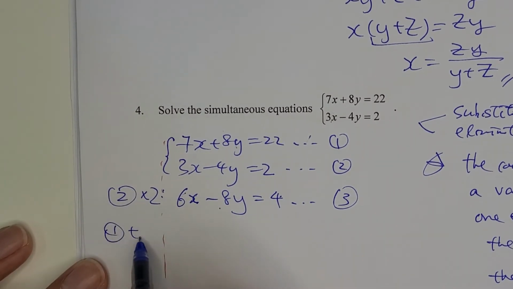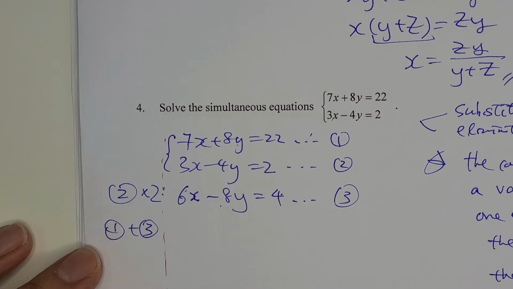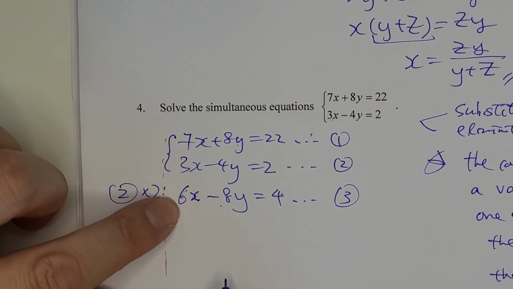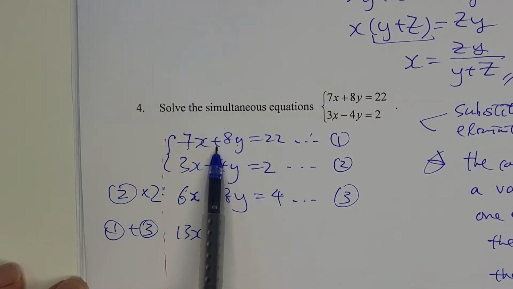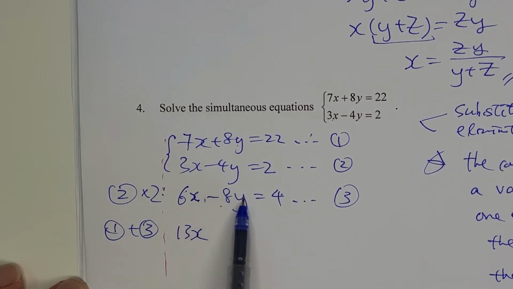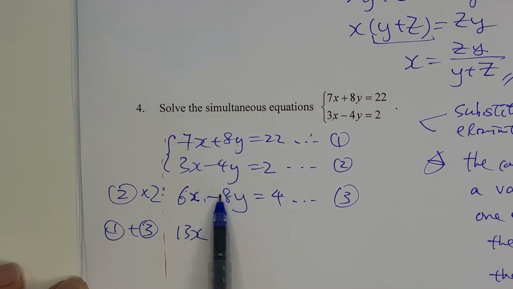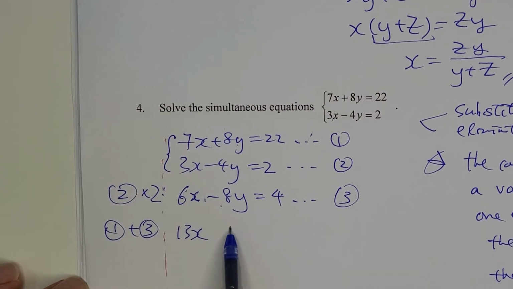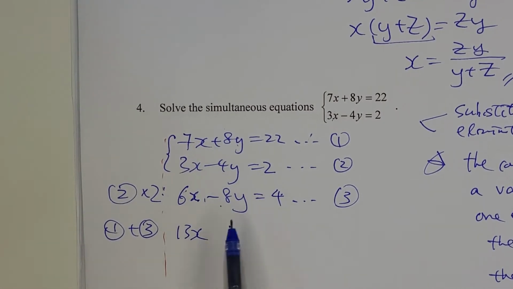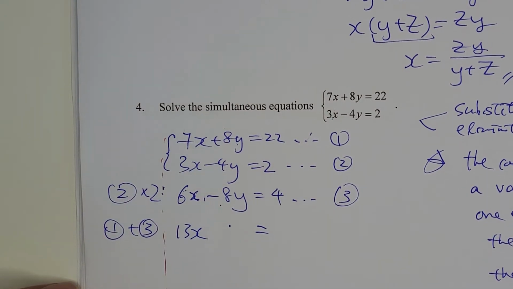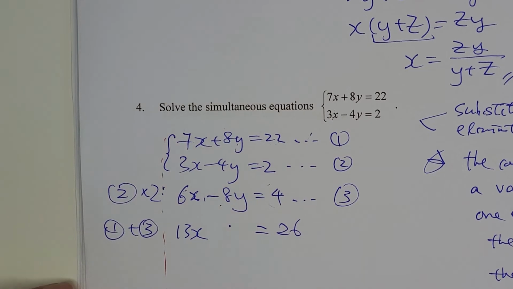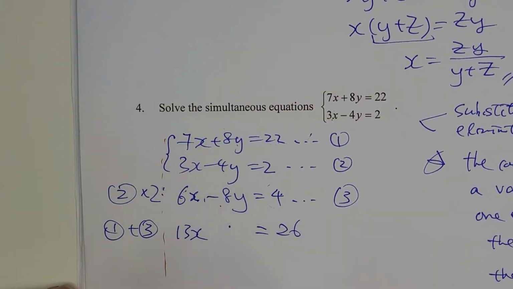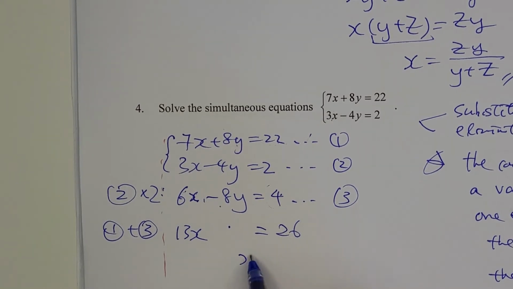So equation 1 plus equation 3, then you will have 7x plus 6x, directly write down 13x. Positive 8y plus negative 8y. They are the same in magnitude but opposite in sign, so it must cancel. 0. Just leave it as blank. So 22 plus 4, 26. That's the remaining equation you should handle. So x will be 2.